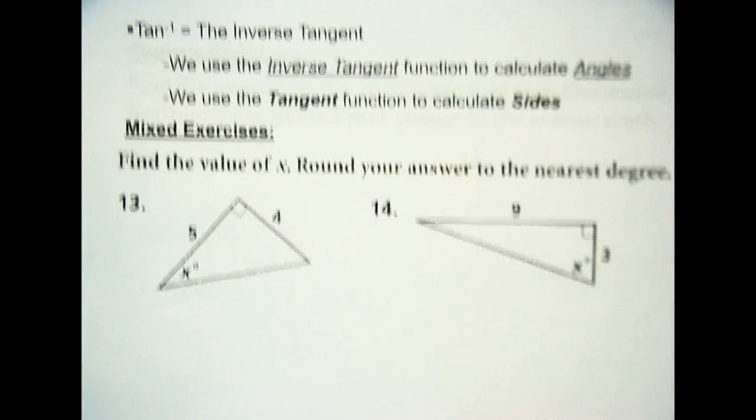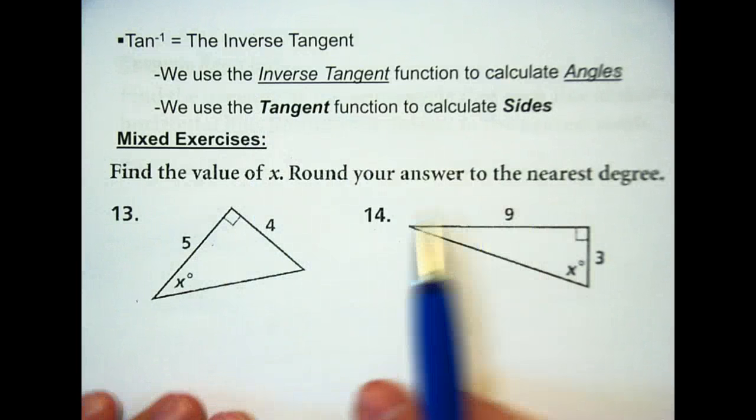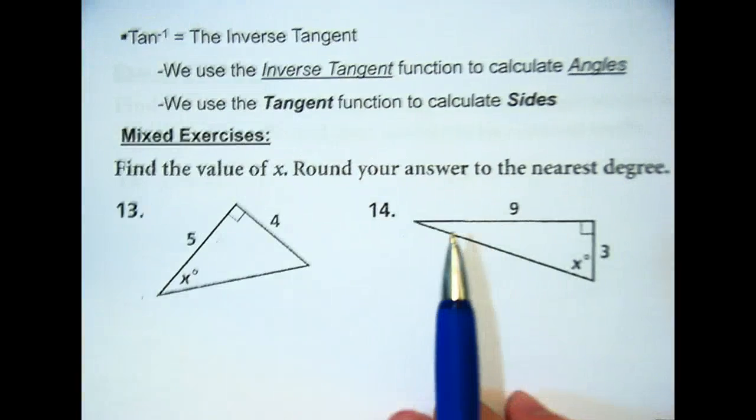We're going to find the angle measure. Inverse tangent, tan negative 1, also known as arctangent. We use the inverse tangent to calculate angles. So we're looking at the mixed side now. This is number 13. We use the inverse tangent to calculate angles. We use tangent to calculate sides.